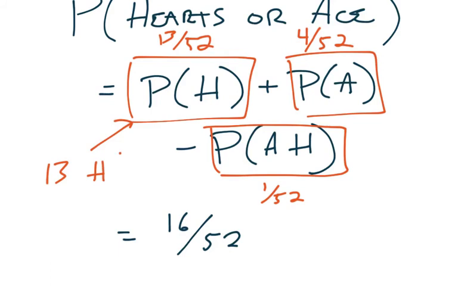And the idea here, if you were to actually count these out, there are 13 hearts and there are 4 aces. But one of those is the ace of hearts, so you would not count the ace of hearts twice, and you would just count the other 3 aces: ace of spades, clubs, and diamonds. That gives you 13 plus 3, which is 16 out of 52.